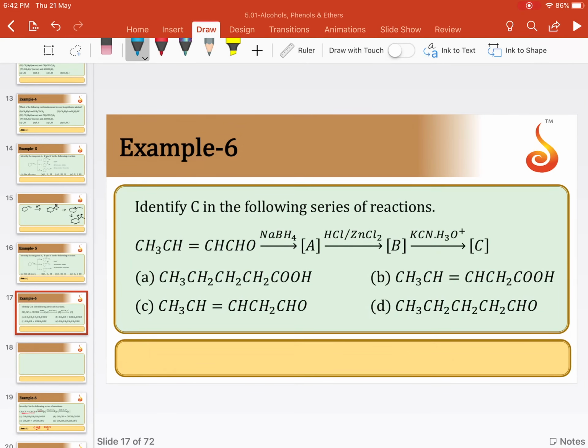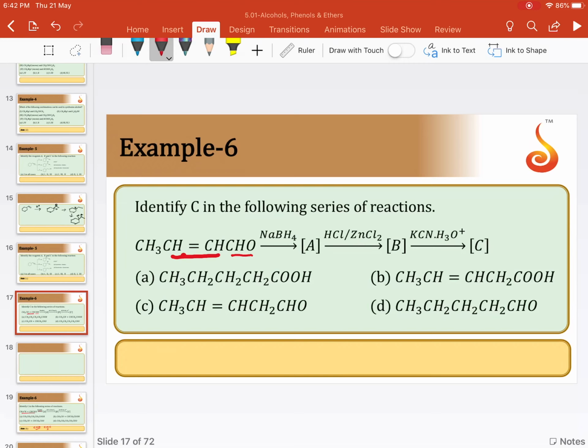Identify C in the following series of reactions. The given compound is an unsaturated aldehyde. And on the arrow we have sodium borohydride. Unsaturated aldehyde is treated with sodium borohydride. Sodium borohydride is a reducing agent.